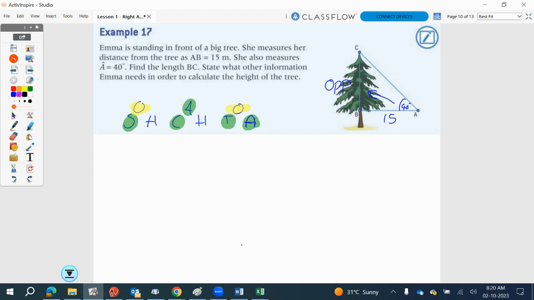This tells us that the opposite, which is BC, is equal to the adjacent, which is 15, times the tangent of 40 degrees. We put that into the calculator, what did we get as the answer? 12.6, and what's the units? Meters. A very small tree if it's this big.